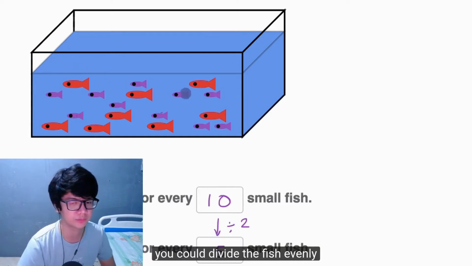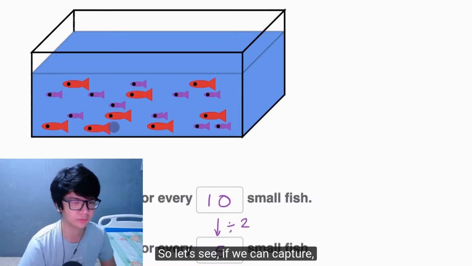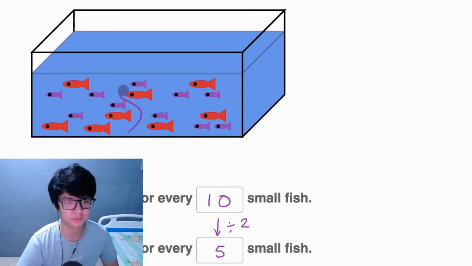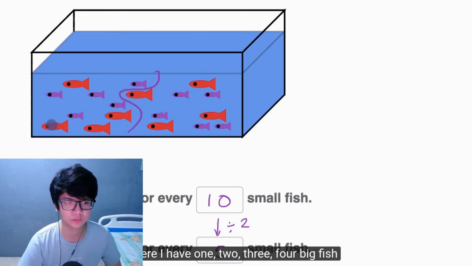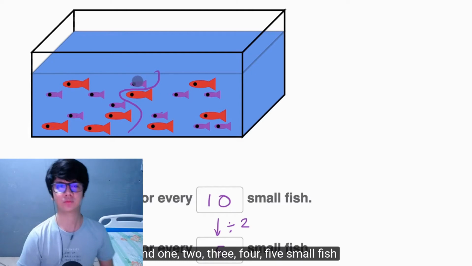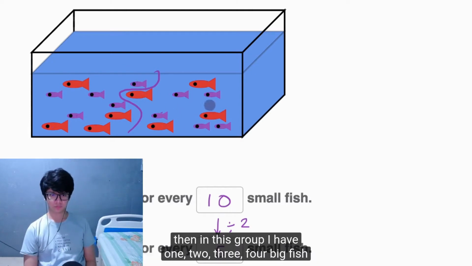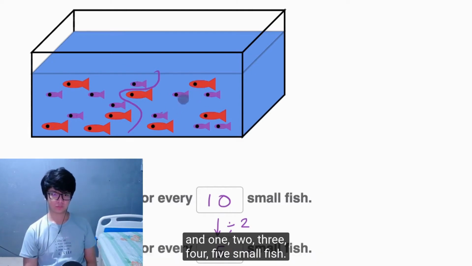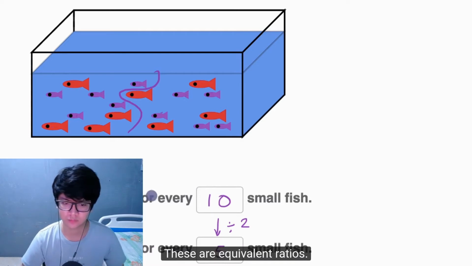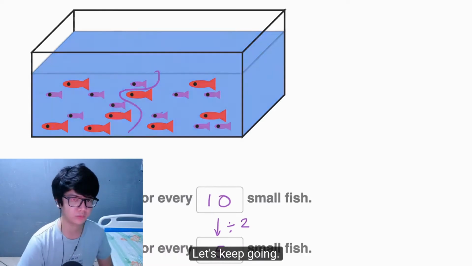And one way to think about it, you could divide the fish evenly into 2 groups right over here. If I divide it like that, here I have 1, 2, 3, 4 big fish and 1, 2, 3, 4, 5 small fish. Then in this group I have 1, 2, 3, 4 big fish and 1, 2, 3, 4, 5 small fish. So every 4 big fish, there are 5 small fish. These are equivalent ratios. Let's keep going.